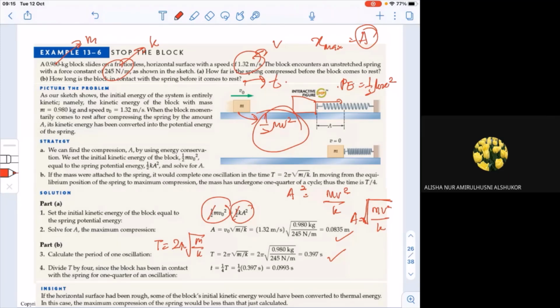But remember, the concept of period is based on four motions. 1, 2. But it's not one complete cycle yet. 3, and then it goes back to this part, 4. So there are four steps in order to get one complete oscillation. That means if you start at this point, you need to end at this point again to complete one cycle. So if you want to find the time taken, you divide the period by 4, and the answer will be 0.0993 seconds, because the question asks how long the block is in contact with the spring before it comes to rest.